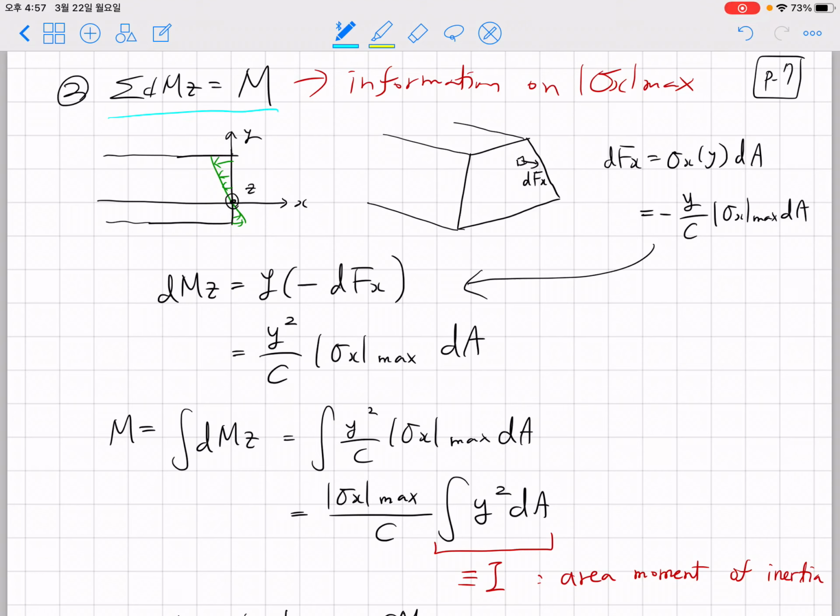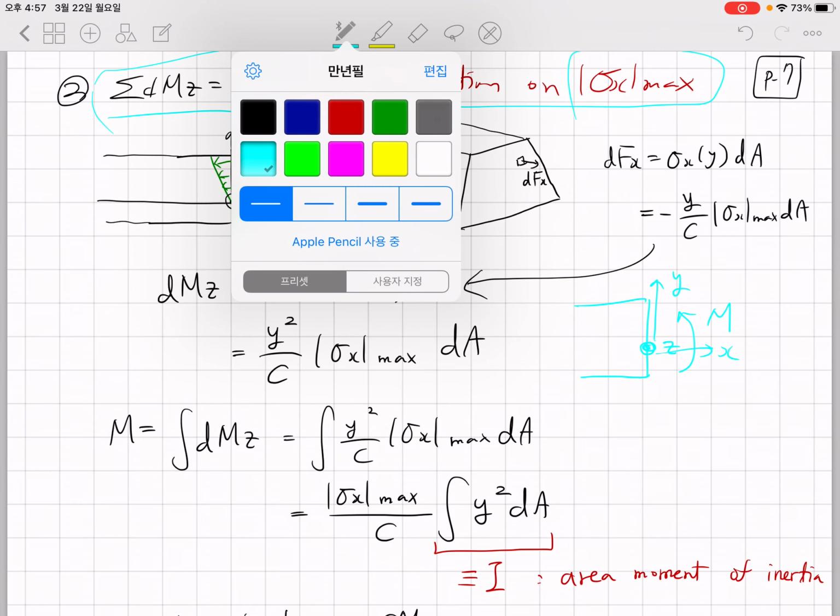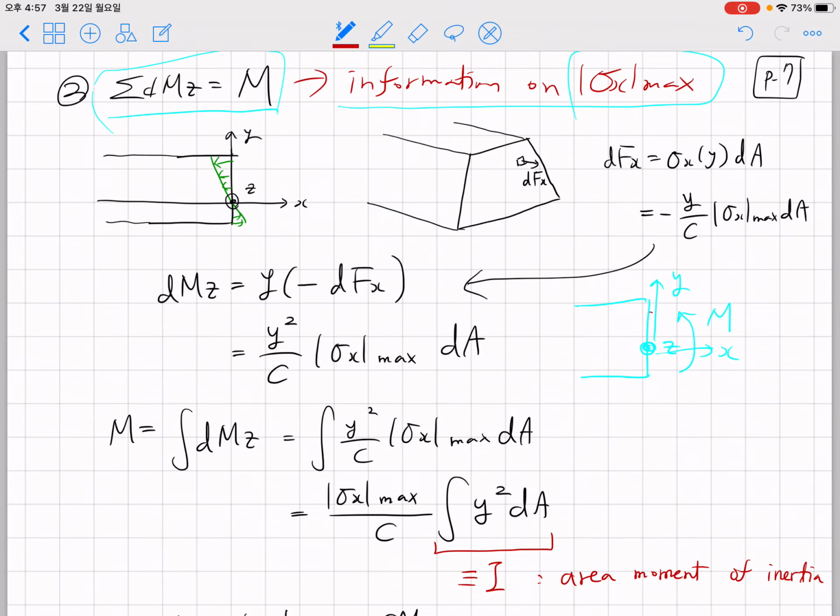Now let's utilize the second condition regarding the cross section, and this would give us information on the maximum normal stress sigma x. So the logical flow is as follows. We are considering the z-axis coming out of this plane, with y here and x here, and we have applied the moment M.